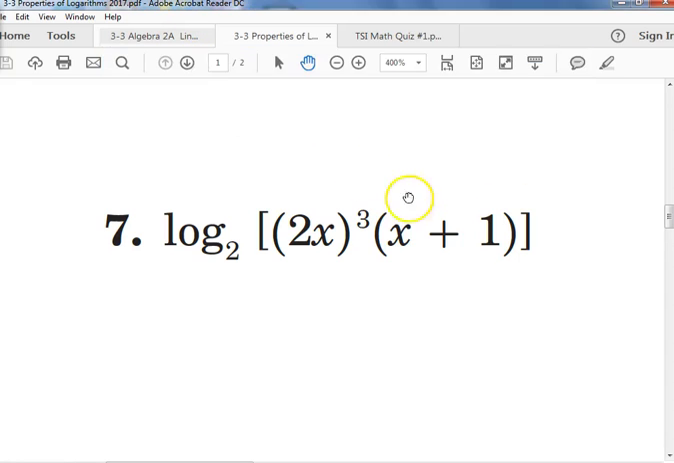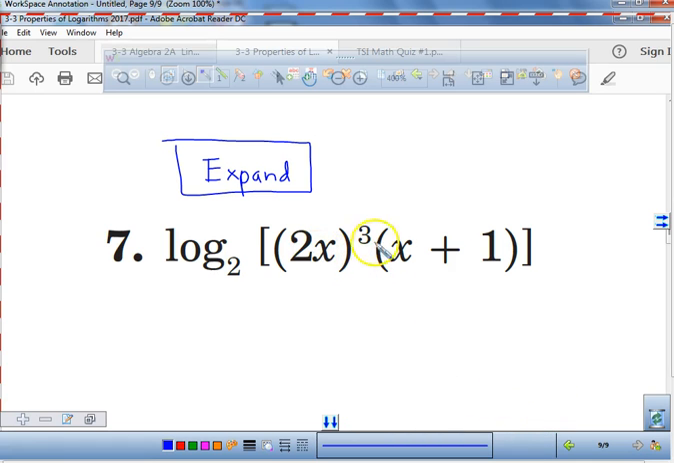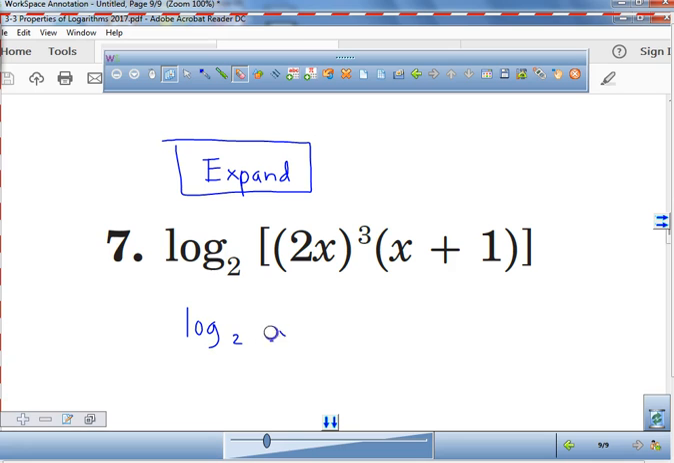We are continuing with properties of logarithms on problem number 7. We need to expand this. I believe we've done this before, but we did not go as far as we needed to. Whenever you have two expressions being multiplied together, the very first thing you're going to use is the product property. So the very first thing that I want you to do is expand this using the product property.